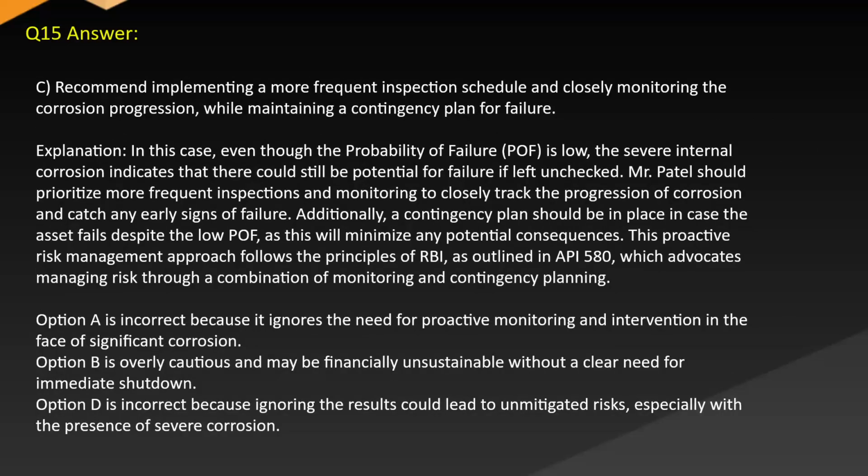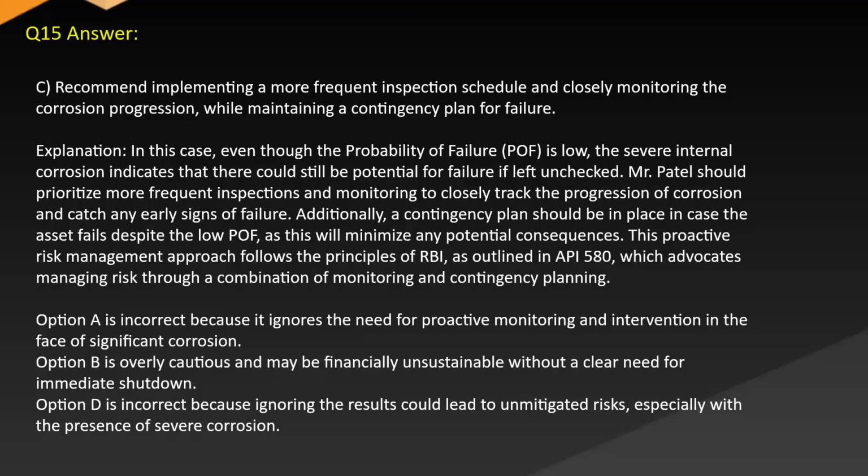Answer: C. Recommend implementing a more frequent inspection schedule and closely monitoring the corrosion progression while maintaining a contingency plan for failure. Explanation: In this case, even though the probability of failure, POF, is low, the severe internal corrosion indicates that there could still be potential for failure if left unchecked. Mr. Patel should prioritize more frequent inspections and monitoring to closely track the progression of corrosion and catch any early signs of failure. Additionally, a contingency plan should be in place in case the asset fails despite the low POF, as this will minimize any potential consequences.